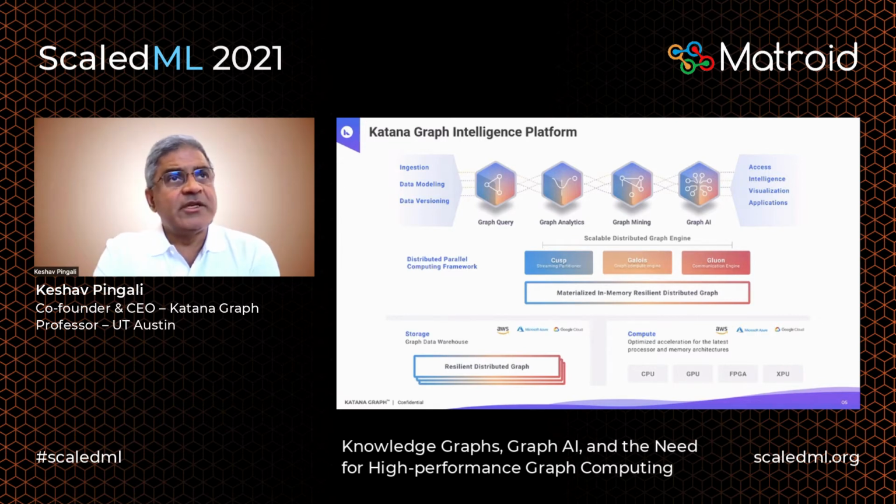The way we do it is we support what's called the BSP model. So you have alternating phases of compute and communicate. During the communication phase, that's where Gluon kicks in, and it makes sure that everything is synchronized properly at the boundaries of your shards and partitions. So that's the scalable distributed graph engine.